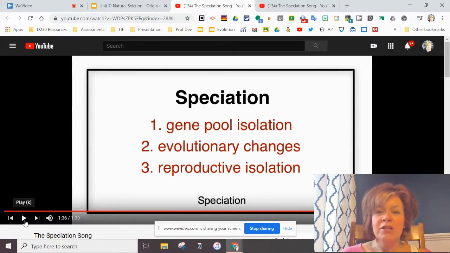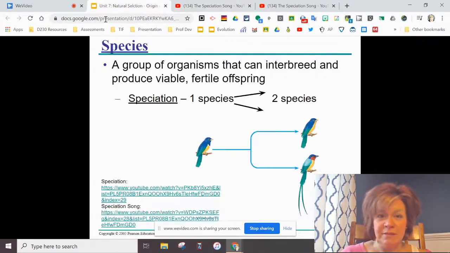So what's going to happen is changes will accumulate over time. And the groups will become more and more different from one another. And then eventually, over time, they'll become so different, they'll actually be considered two different species.